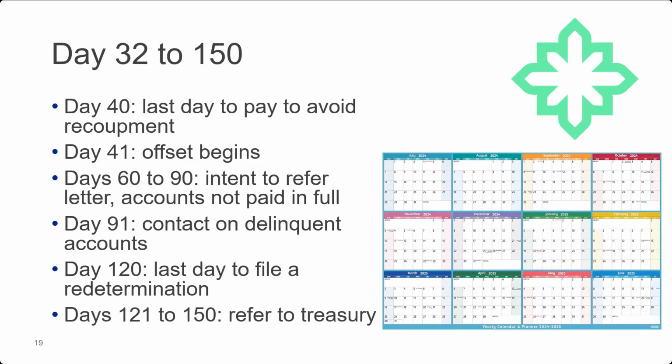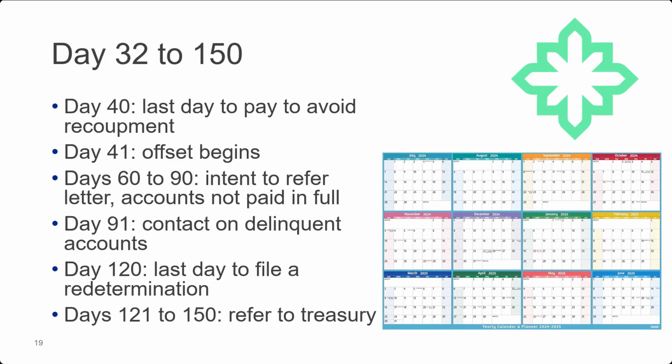Day 61 to 90 is your intent to refer letters. The account's not paid in full. This means that we're going to tell you, hey, we intend to do something with this delinquent account. On day 91, we contact the delinquent accounts and we try to work with you.